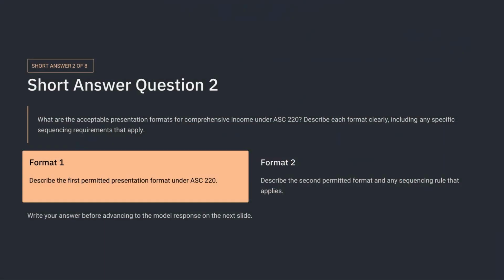Short answer question 2 asks for the acceptable presentation formats for comprehensive income. Describe both formats clearly and include the sequencing rule for the two-statement approach. Build your answer around two permitted formats, one combined statement or two separate but consecutive statements.